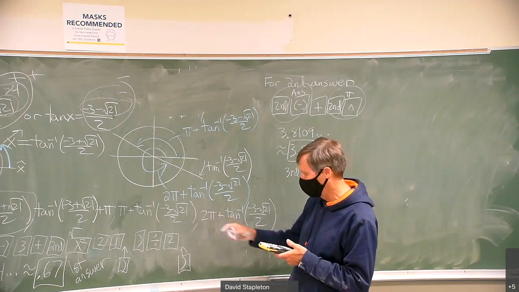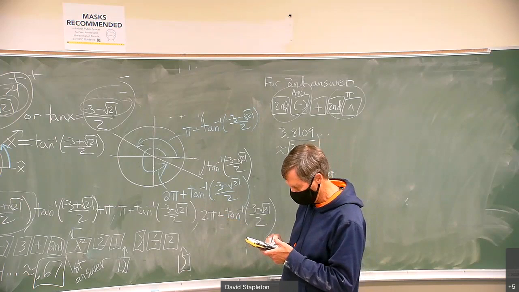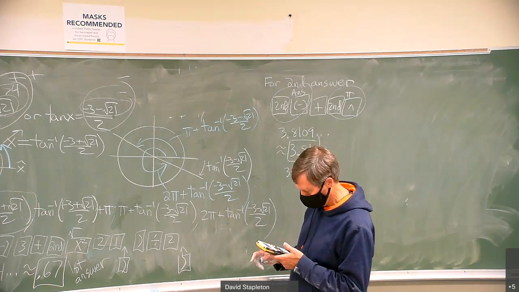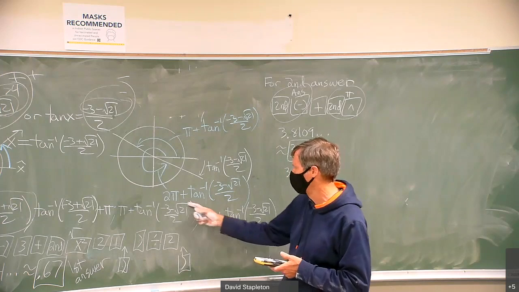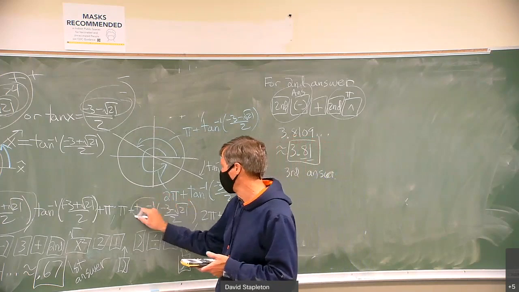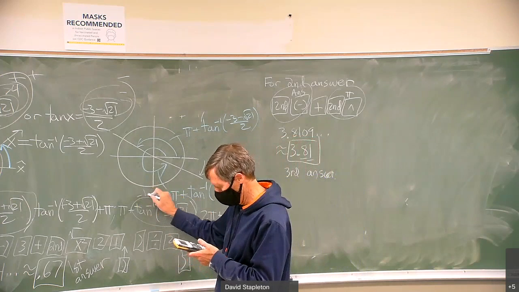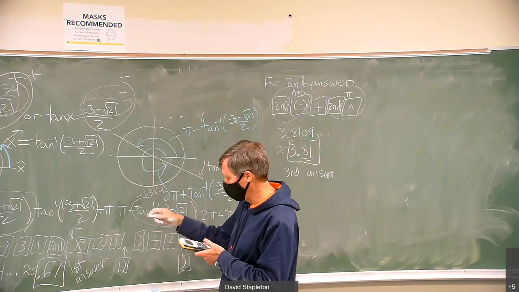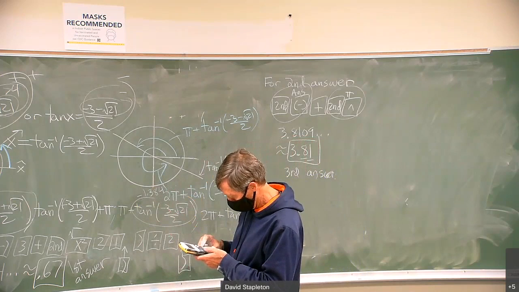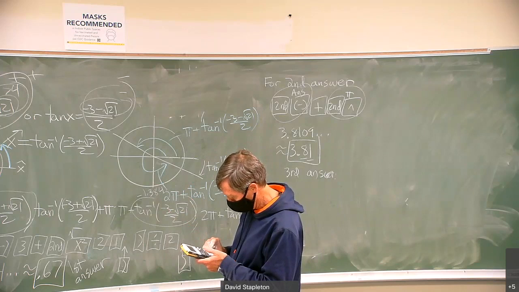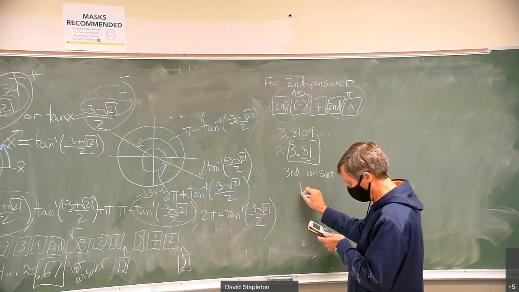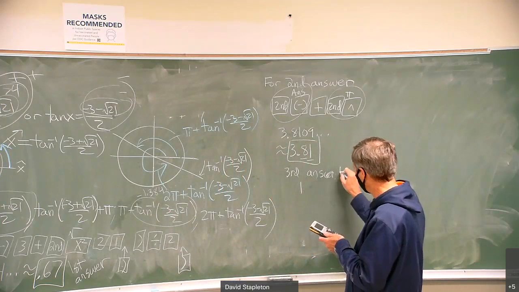And then I'm going to have to add pi to that. Well, let's just do that for now. That would give me minus 1.384, this arctangent. So on the calculator, you get minus 1.4, blah, blah, blah. Then if you add pi to that, the first angle is 1.75.